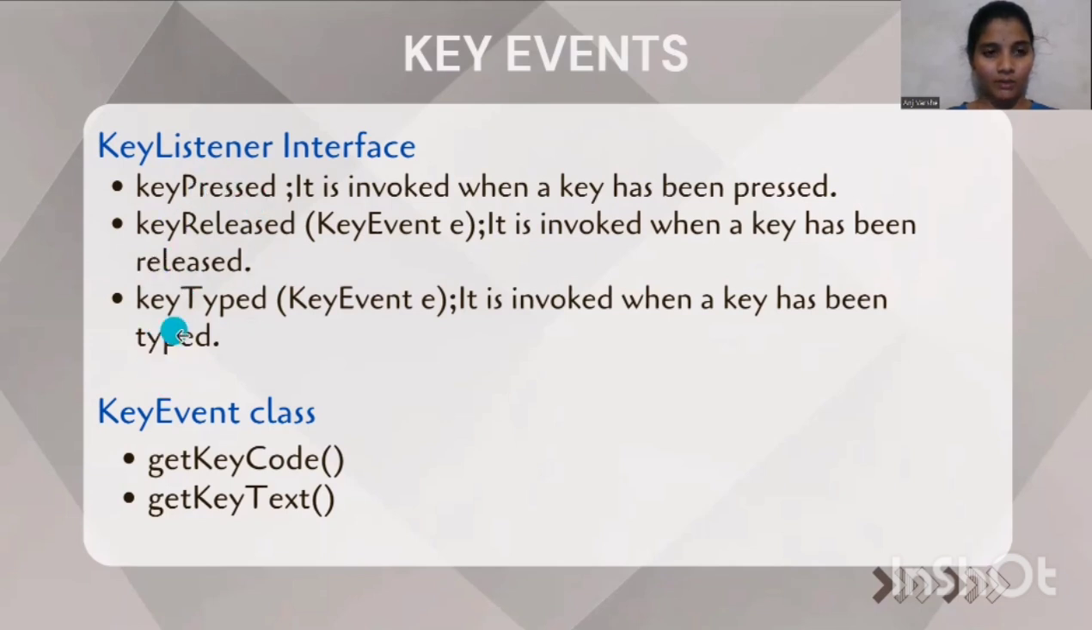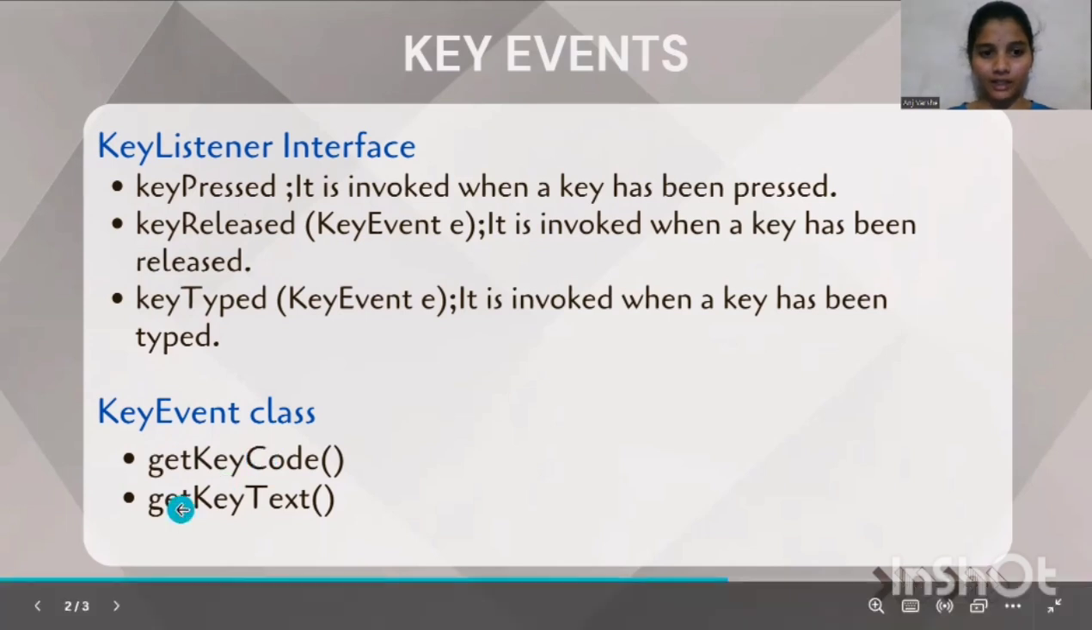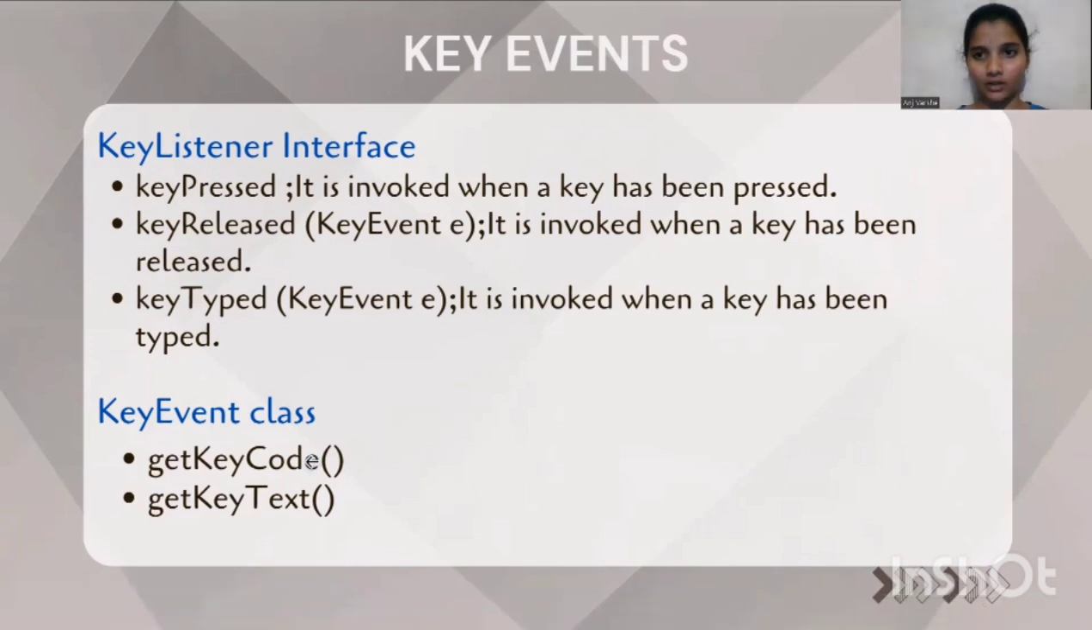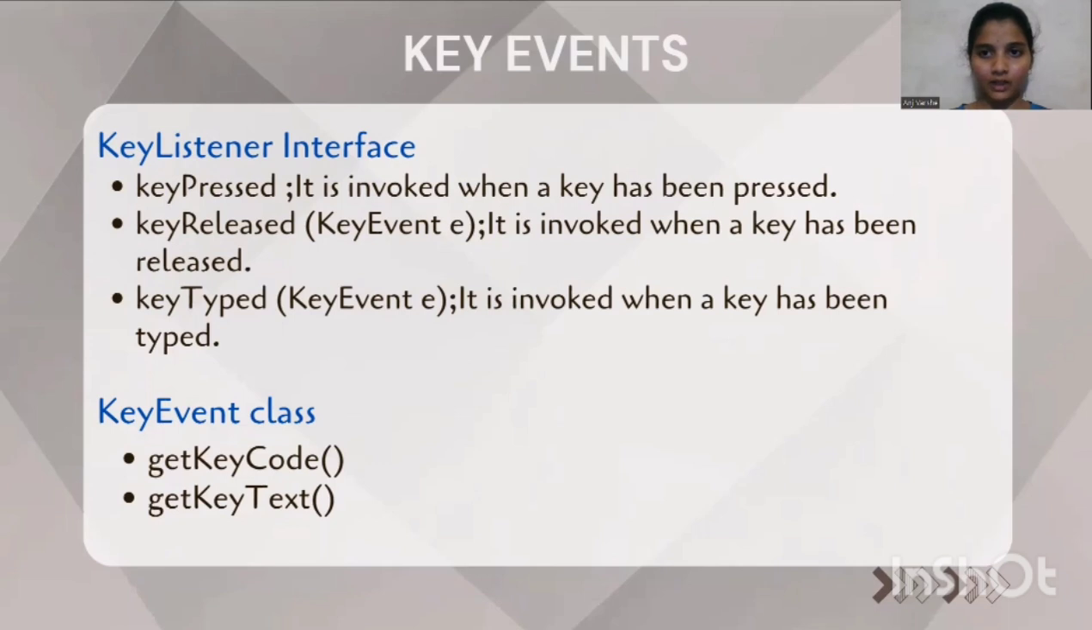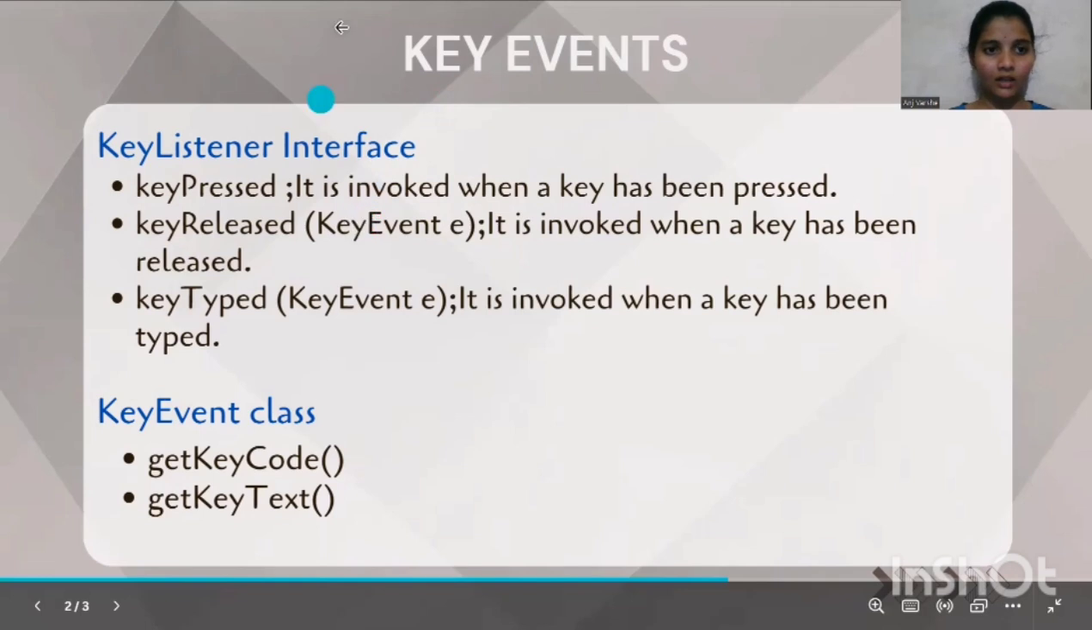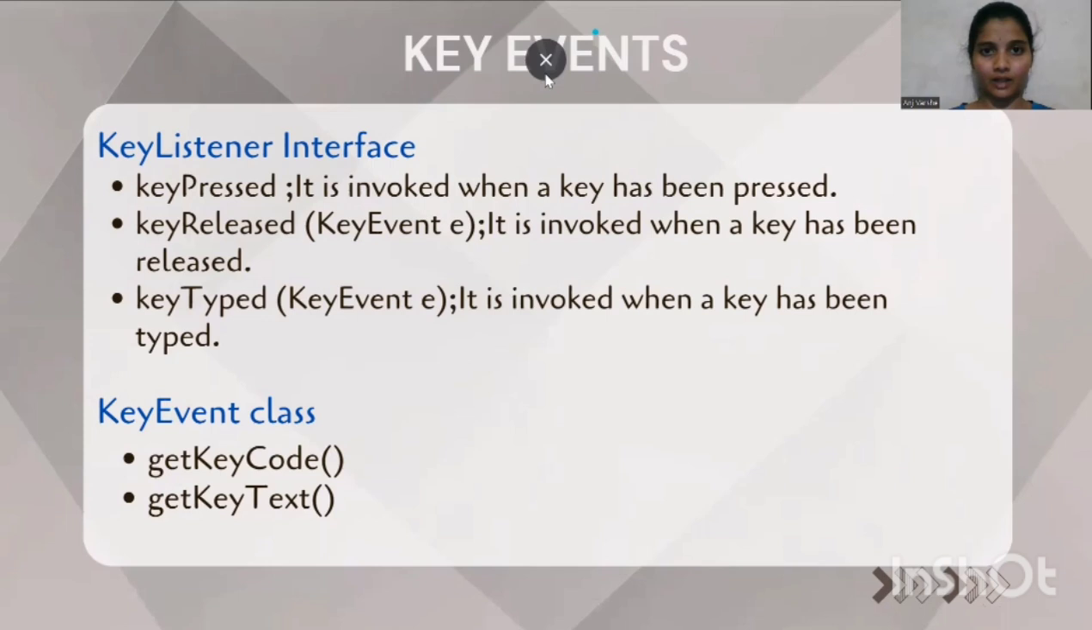And in order to implement these key methods, we need this key event class. This key event class consists of methods like get key code and get key text. Here, get key code gets the code of a particular text that we pressed, and get key text will get the particular character of the text that we pressed. And now let's see a code for better understanding.